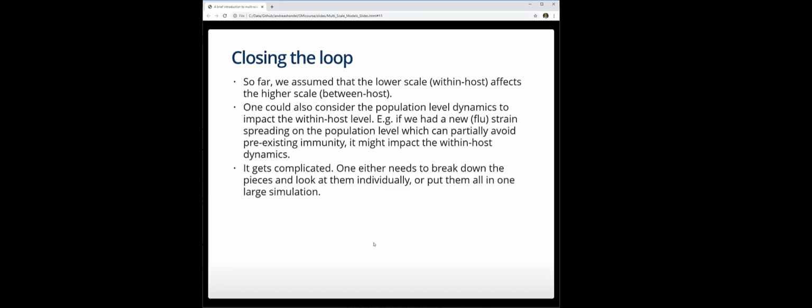And why does the acute infection model require simulation? Because there's no steady state for the virus load. So you can't write down an equation for the virus load. So if you want to couple the virus load in the acute infection to the between host model, you have to get it numerically.